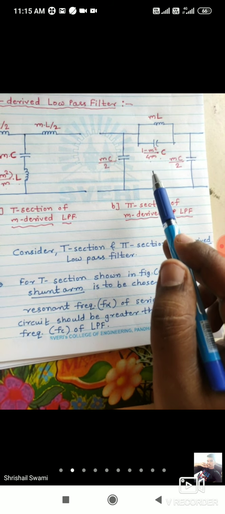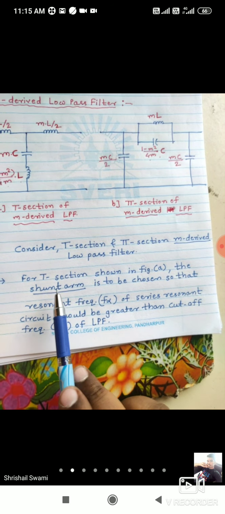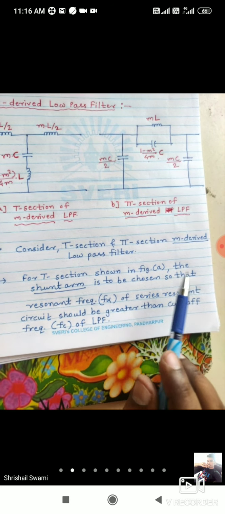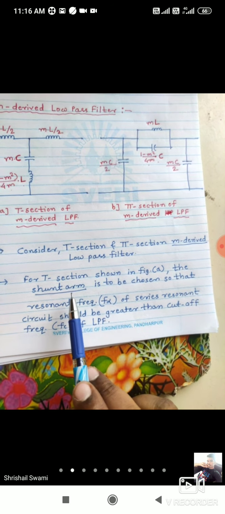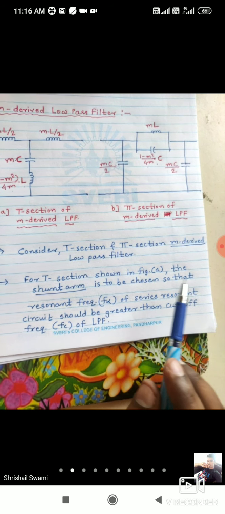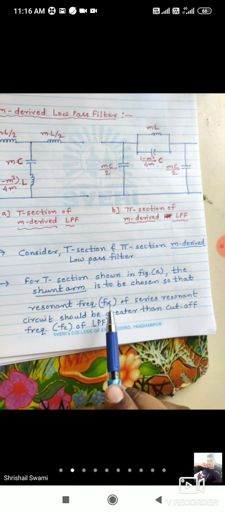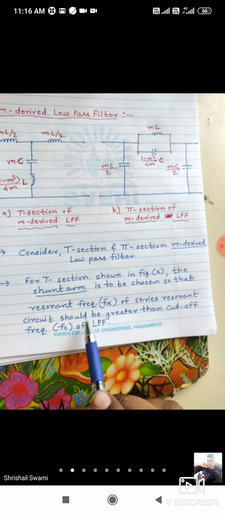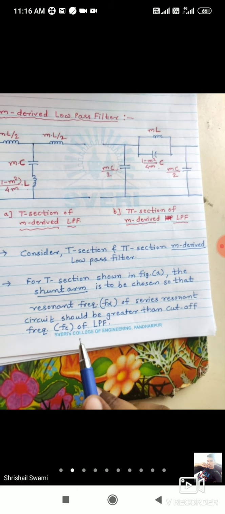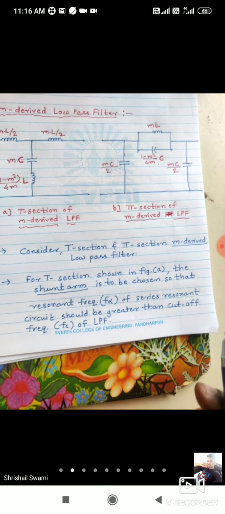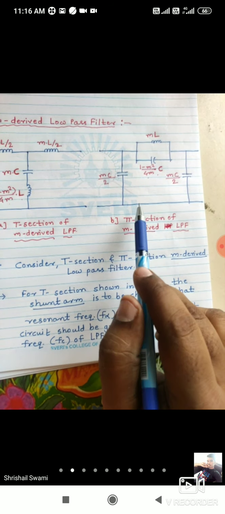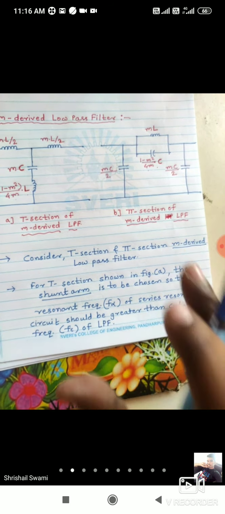Similarly we can consider it for the pi section. So what will come for the pi section? For the pi section shown in figure B, the series arm is to be chosen such that the resonant frequency F alpha of the parallel resonance circuit should be greater than the cutoff frequency FC of the low pass filter. Okay, which section does this sentence apply to? The pi section. So we will take only one.